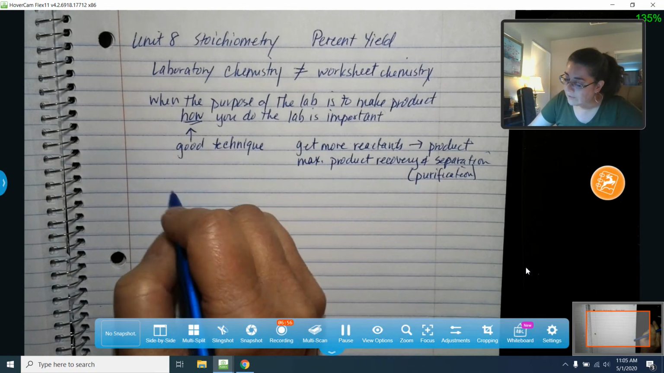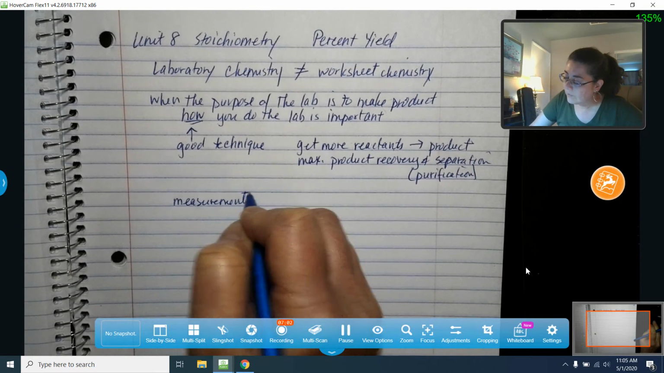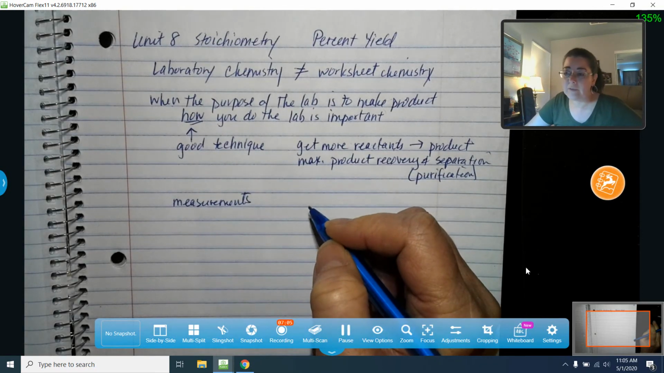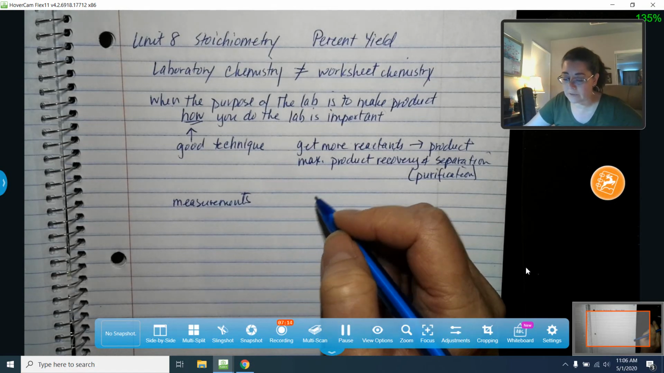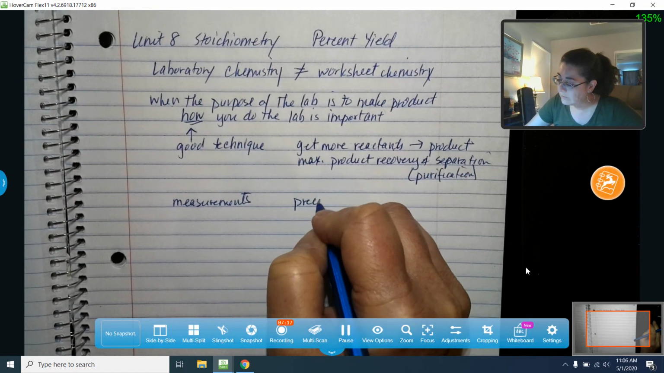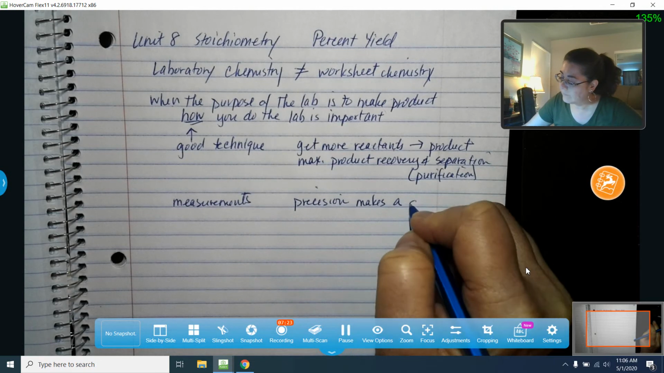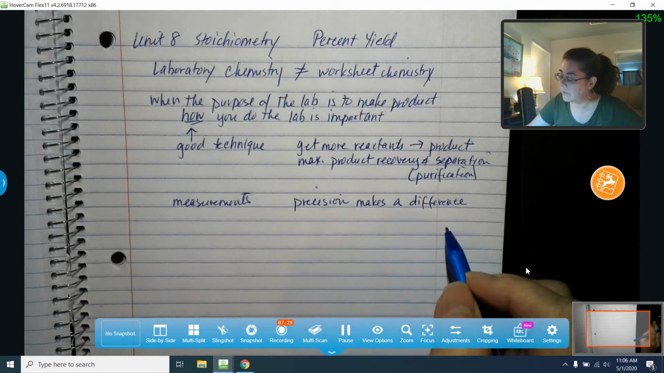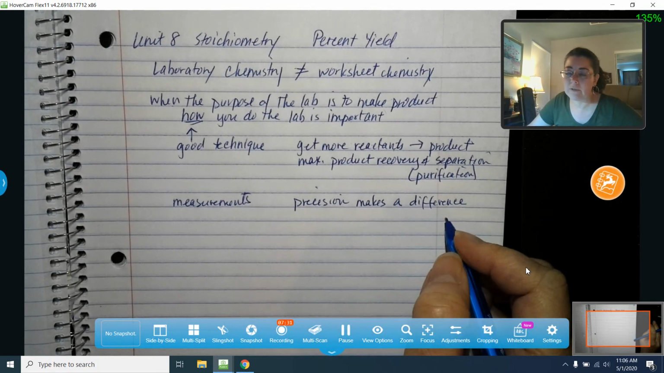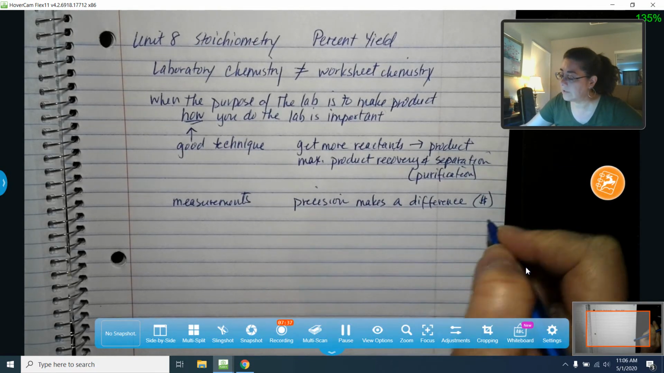And then the other thing, of course, is measurements. If you say you're going to make 5 grams, well, that could be anywhere from 4.5 grams to 5.5 grams when you round it, right? So precision makes a difference. And sometimes if you want precision, that means you're going to need to use better measuring equipment, which could mean it costs more money.